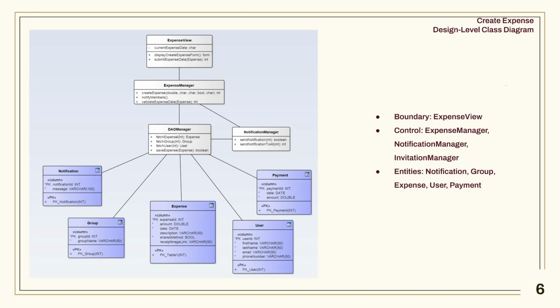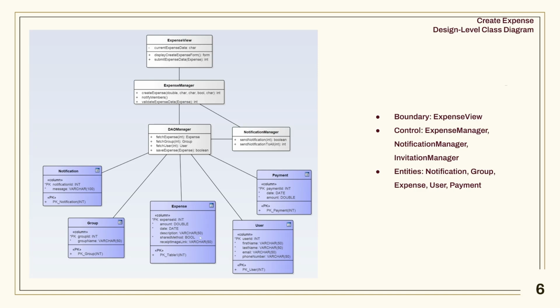And the DAO manager, as I explained, has all these entities: the notification ID and the message, the group ID, group name. Then we have the expense data: the expense ID, amount, how much the expense is, the date for that expense, and the description, like a road trip or something like that.